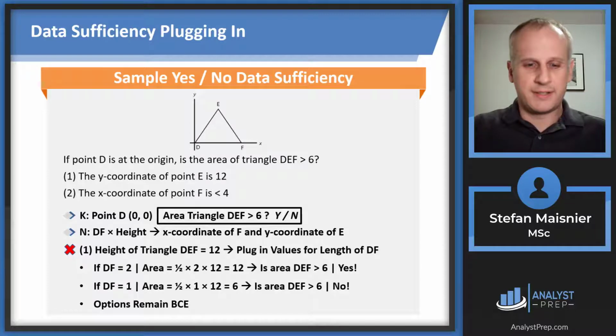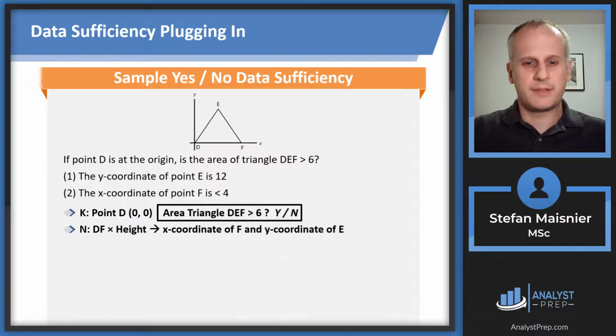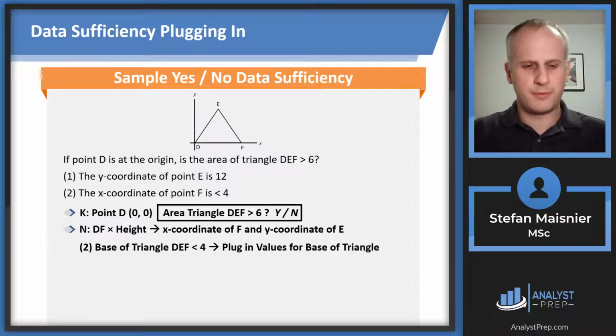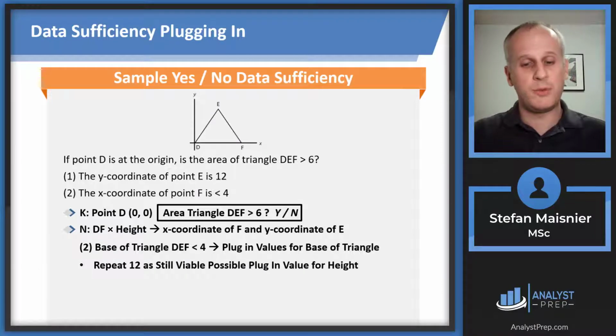So let's move on to considering condition 2. So we still have all the same information that we knew and needed and what the question was. So with condition 2, we're told that the x-coordinate of point F is less than 4. So this, as far as what we need, is telling us that the base of triangle DEF is less than 4. So we can once again plug in easy values for the base of the triangle. But we can strategically, from our FROZEN list, use the R of repeating 12 as a still viable possible plug-in value for the height, just to make things easy and know we can reuse it later if need be.